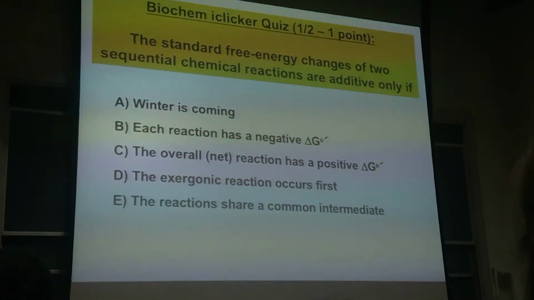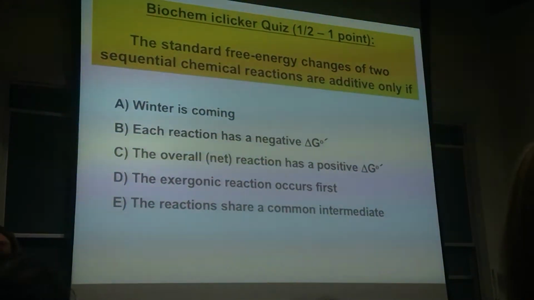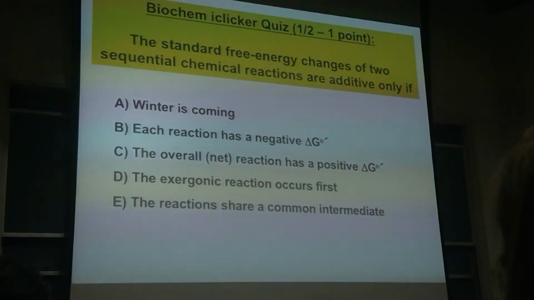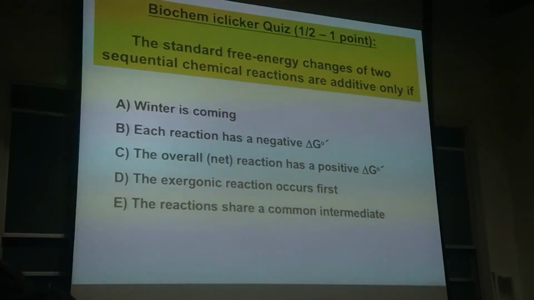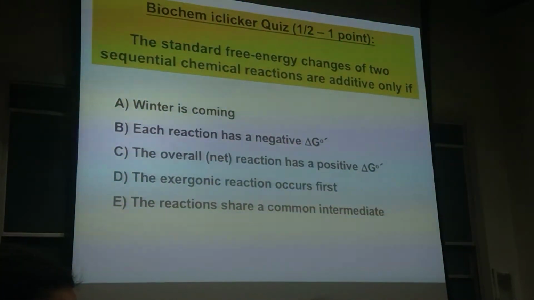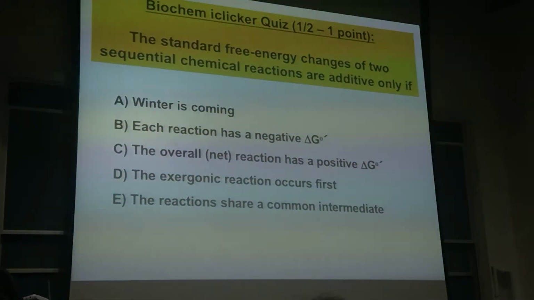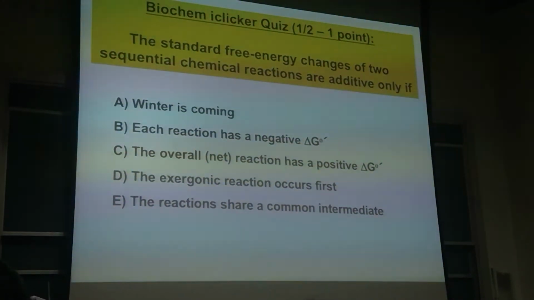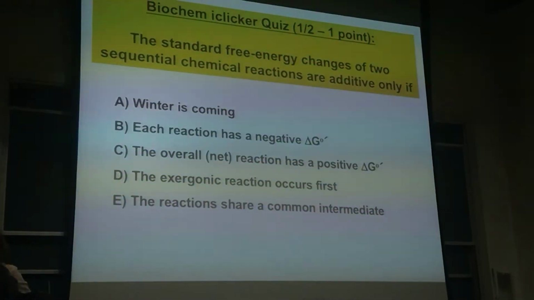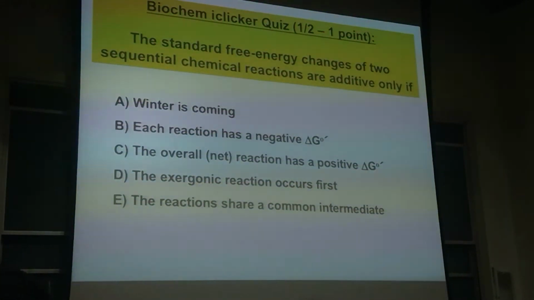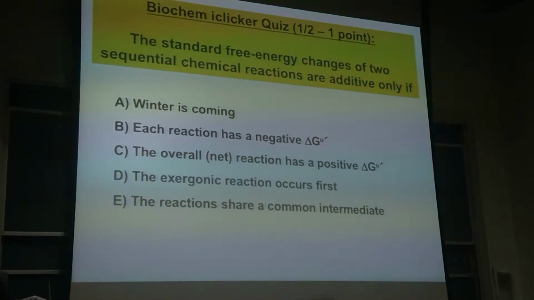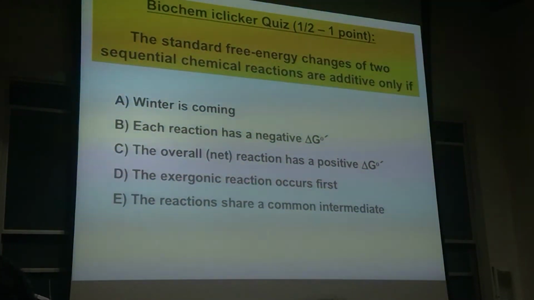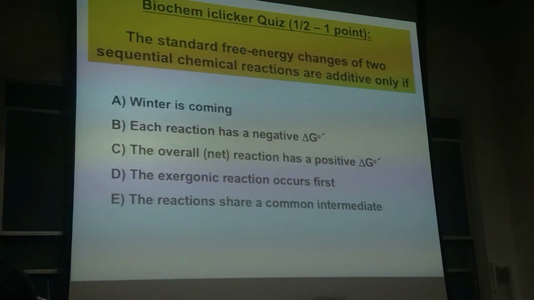Sure, it's E. They have the same intermediate, so they cancel out in the equation. The free energy change is additive only. Yeah, because these cancel out, so you only end up with the glucose and ADP. Which ones cancel out? The intermediates on both sides. That's what I'm saying.